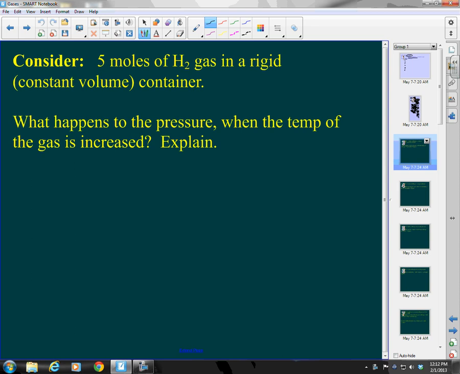Consider 5 moles of hydrogen gas in a rigid container. Okay, what does rigid mean? Okay, that means constant volume. Good. What happens to the pressure when the temperature of the gases increase? Pressure. Hey, do you guys know what pressure is? I'm not sure that I know what pressure is.